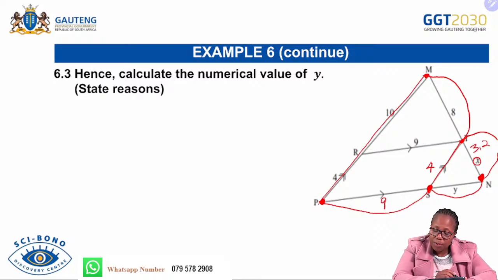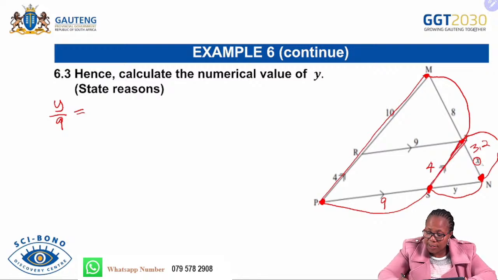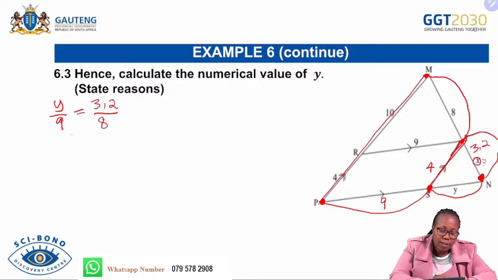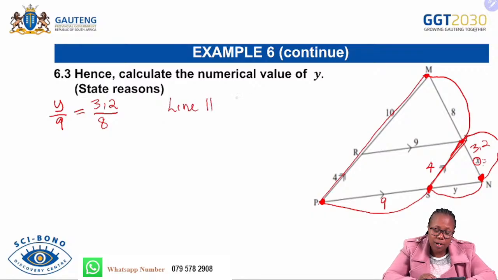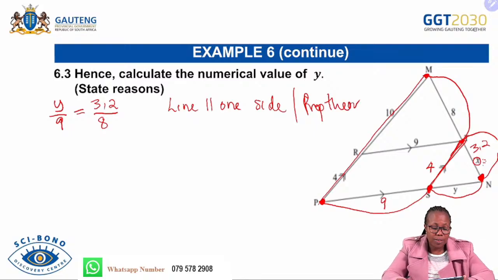So that means it will be y over 9 equal to the x. Remember, this is corresponding to this side, TN. Therefore, y corresponds with 3,2, and the 9 will go with an 8 there. Then that is out of the line parallel to one side, or the proportionality theorem. That is our reason, according to the correct acceptable geometric reasons.